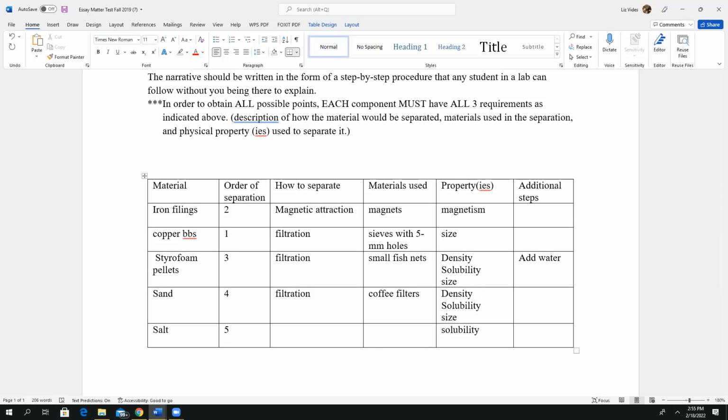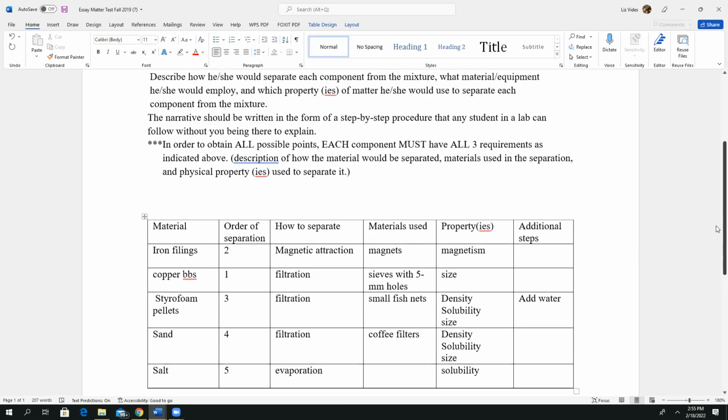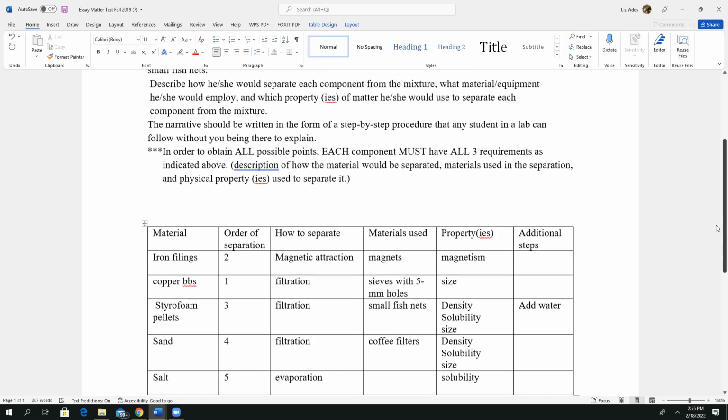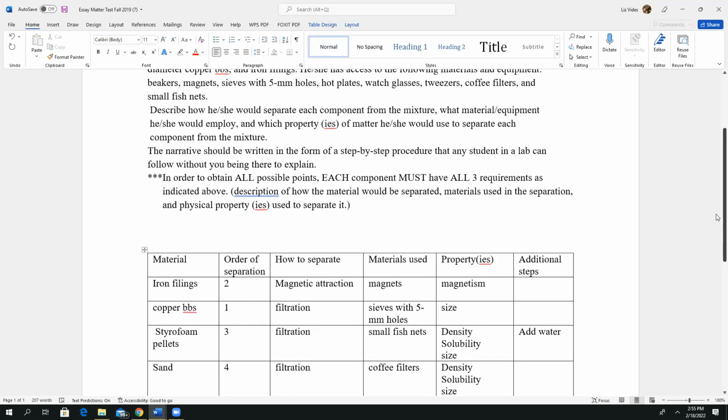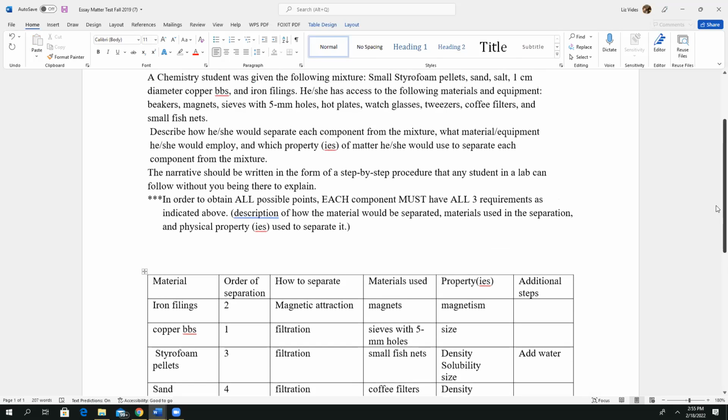The last would be the salt because it's a little more complicated. Here we're going to use evaporation for, right? For how to separate. What are we going to use? We're going to use a lot of stuff. So you notice we're just talking. We haven't even explained how we're doing anything. This is just a quick thinking through it.